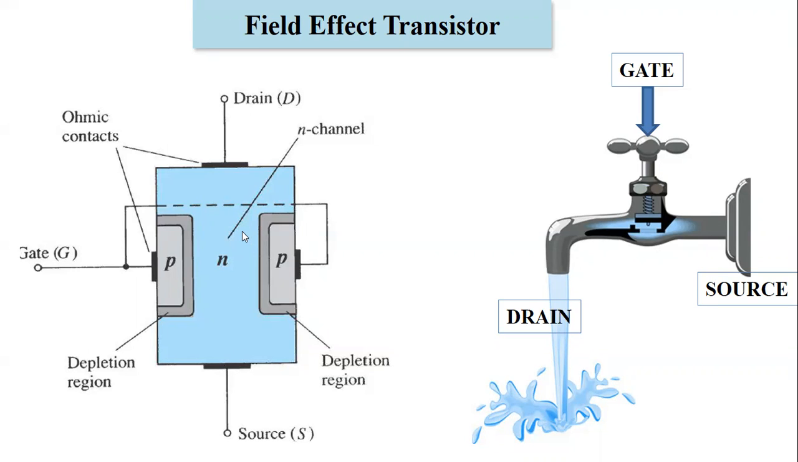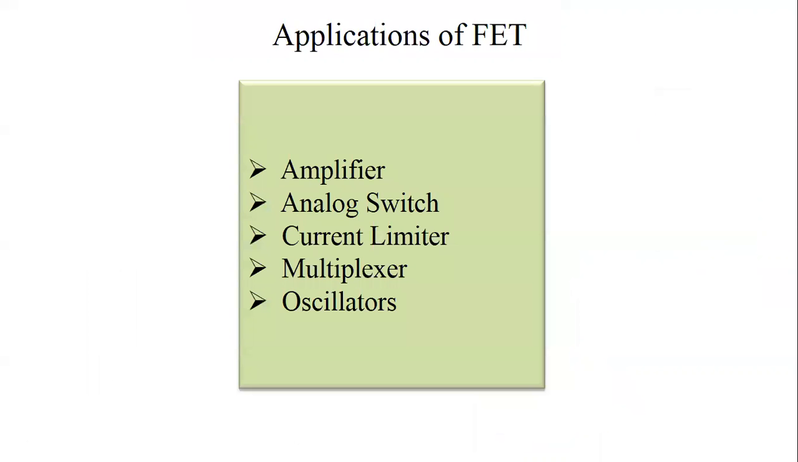Let us see in more detail the construction and working of this field effect transistor. Applications of field effect transistor are amplifier, analog switch. It can be used as current limiter, multiplexer, oscillator, and many more.